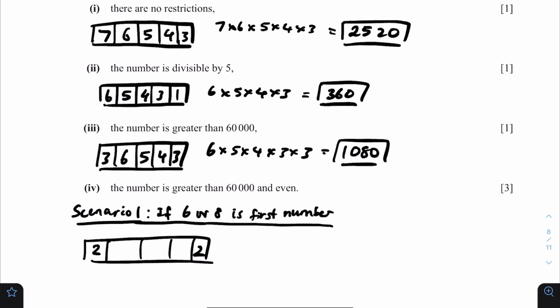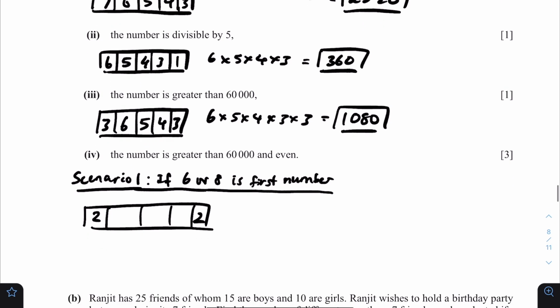And in between, all the other digits can be used. So we've just removed 2 digits from the 7. So we have 5 options left, 4 options, and 3 options. So this can be 5 times 4 times 3 times 2 times 2, which is equal to, let's just put it in the calculator, 240.